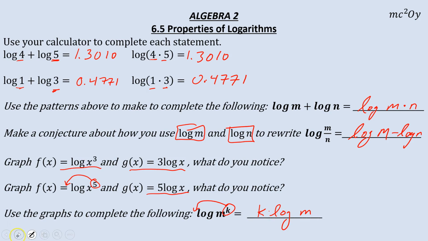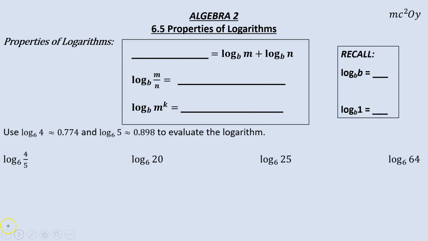All right. Let's put those properties down here completely on the next page. What we demonstrated first is actually called the product property. It's where you take the log, and we're going to put the base in here. Log base b of m times n is equal to log base b of m plus log base b of n. And like I said, that's called the product property.